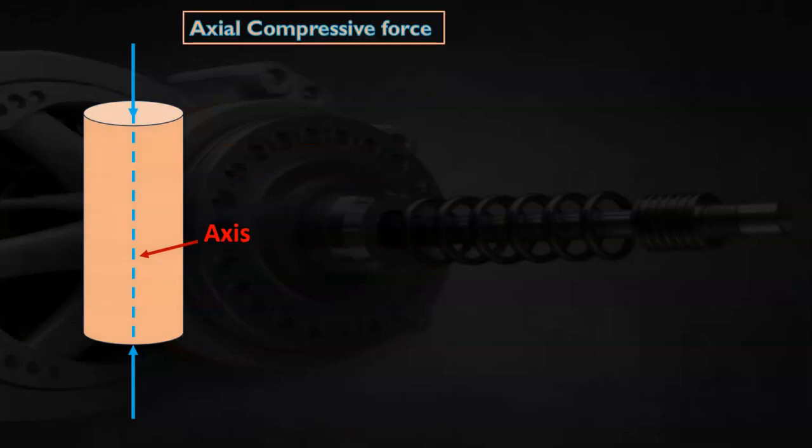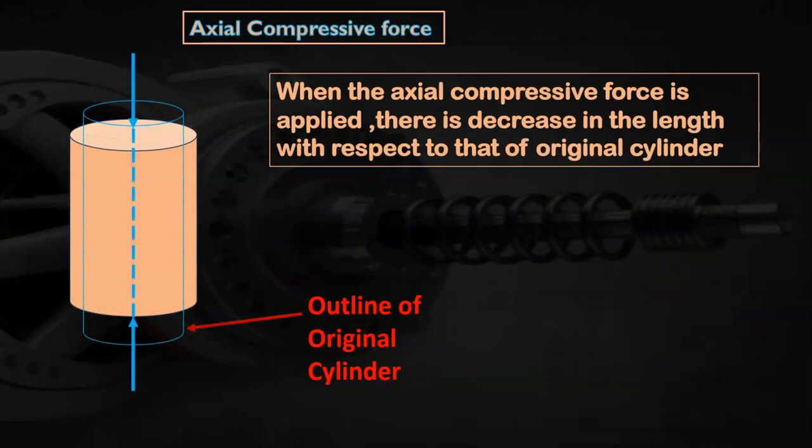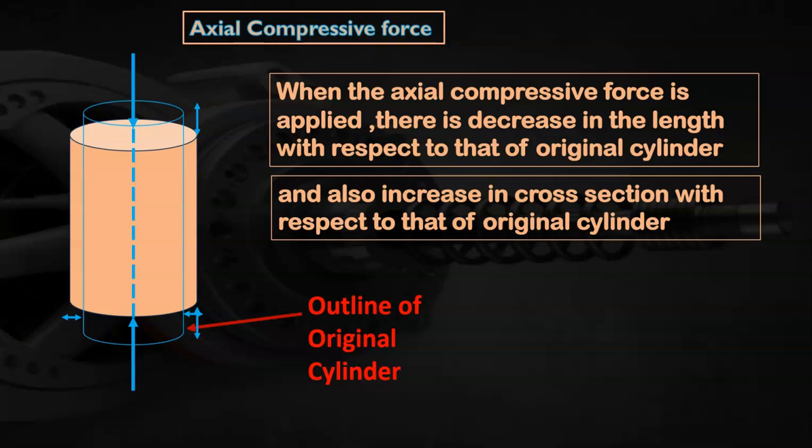So what happens when axial compressive force acts on a cylinder? The outline of the original cylinder is marked in blue color. When the axial compressive force is applied, there is a decrease in the length with respect to that of the original cylinder, as shown in the figure, and also an increase in cross section with respect to that of the original cylinder. The increase in cross section is also marked in the figure.